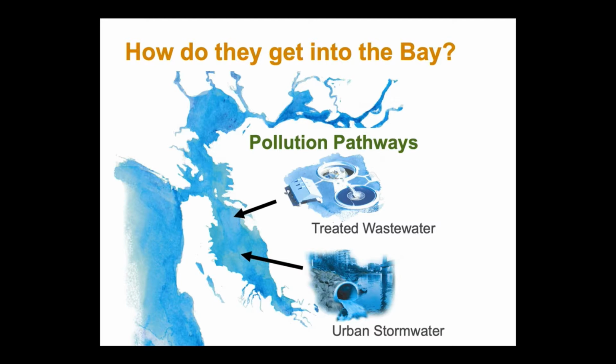Stormwater occurs when rain falls on the landscape, it runs off into creeks and storm drains, and that stormwater flows out into the bay. Mostly in our region, it flows out untreated. So we're really interested in the microplastic concentrations in that untreated urban stormwater.